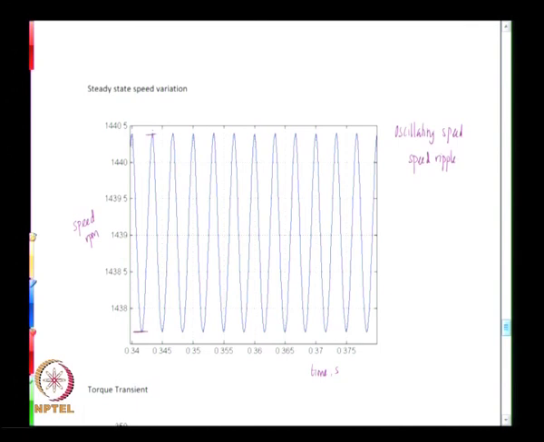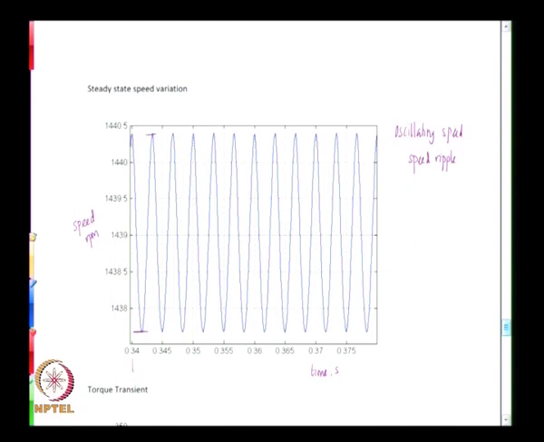Now whether this ripple is okay or not will depend upon what application this machine is going to run. Maybe in some applications it is not acceptable to have this kind of ripple, maybe in many applications it may be allowable to have this kind of ripple, but whatever it is, one must know what the machine is going to do to decide whether it is acceptable or not.